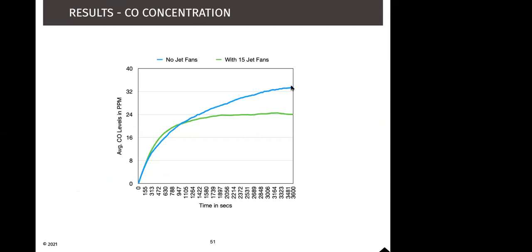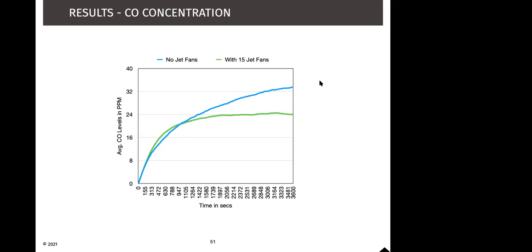So if we were to look at the average CO concentration in the car park, we would see that for a 1 hour exposure, which is 3,600 seconds, the case with the jet fans has now settled to about 24 ppm average around the car park. And with no jet fans, the trend is still increasing. It has still not stabilized. It has still not come to a steady state. And it is moving towards going beyond 35 ppm.